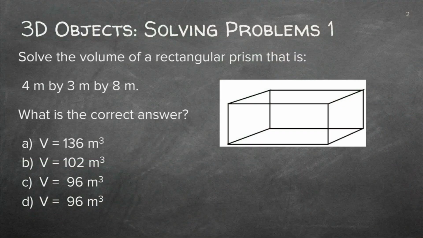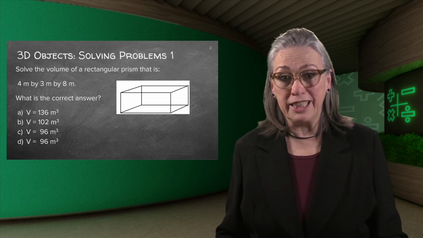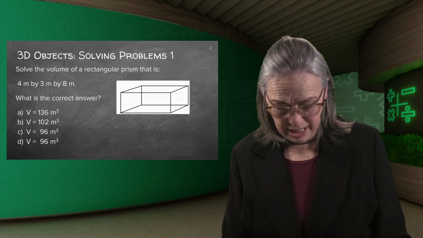Right, let's go. If they ask us to solve the volume of a rectangular prism that is 4 meter by 3 meter by 8 meter. So they give us options and they ask us to give the correct answer. I'm going to give you a second to do this and then we're going to check our answer. Please make sure that you remember everything that we have to remember when we do volume of a rectangular prism. So we can do this.